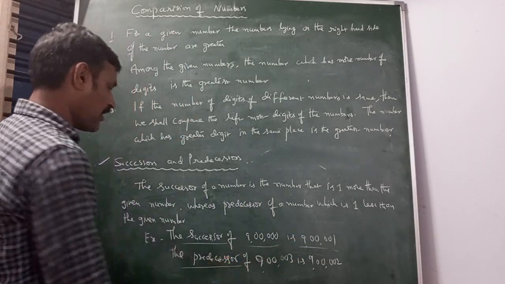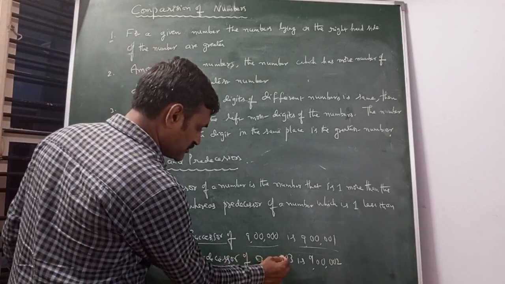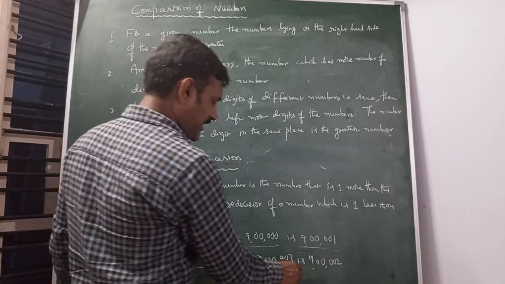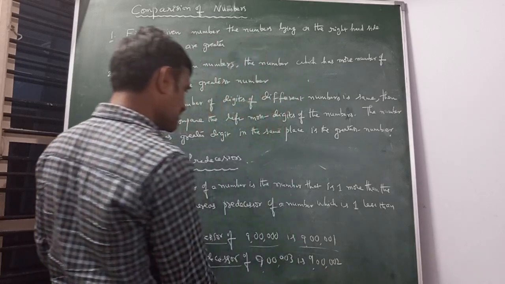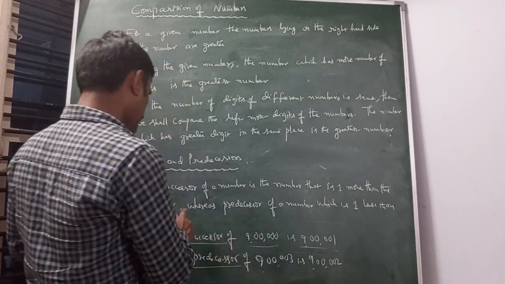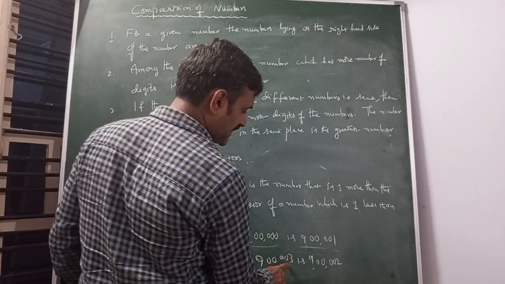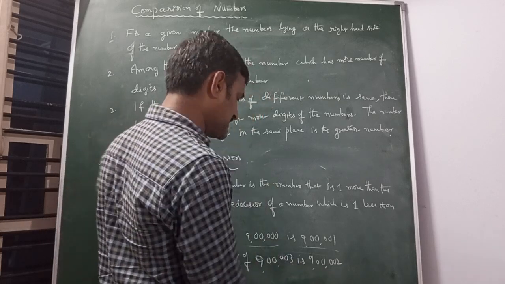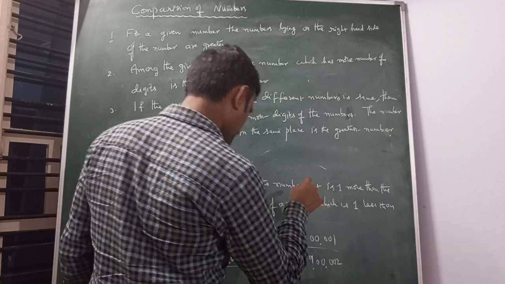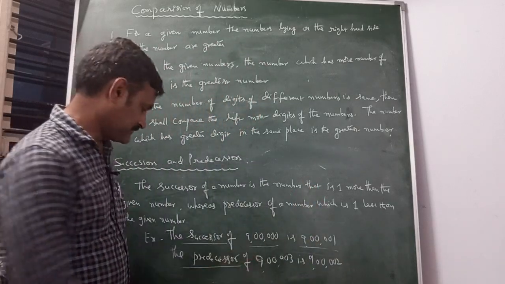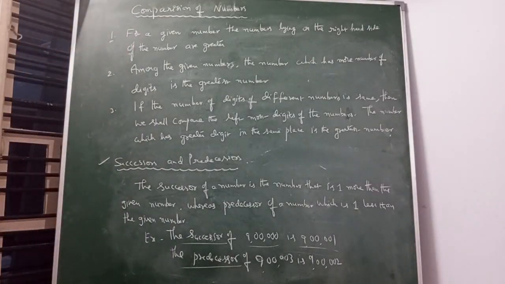What is the predecessor of 9 lakh 3? The predecessor of 9 lakh 3, 900,003, is 900,002. The meaning of this is that the predecessor of a number is 1 less than the given number. So here 3 is there, here 2 is there. That means 1 less than this is 2. So 9 lakh 2 is the predecessor of 9 lakh 3. This we can understand from these examples.